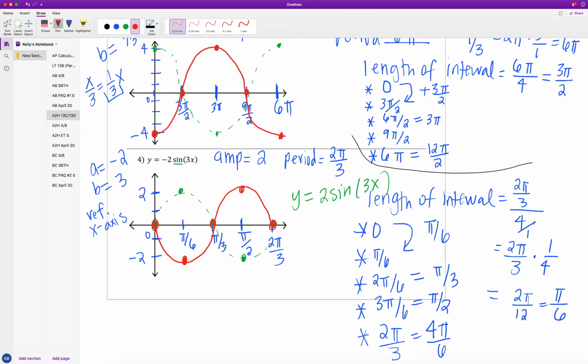And that's the end of learning target 13c/13d. Since sine and cosine have so much in common, it just makes sense to do them together.